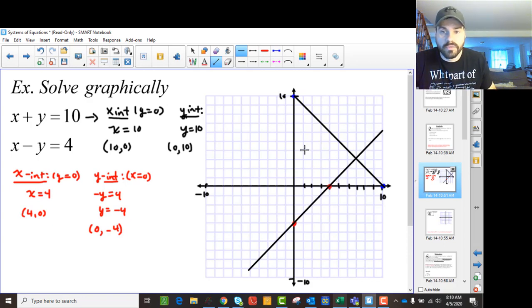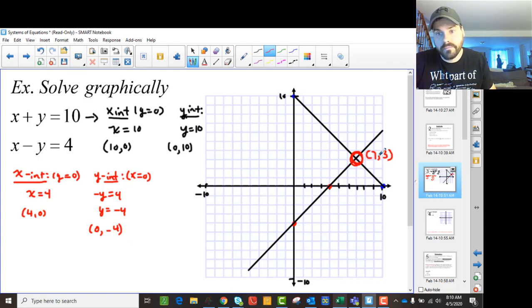Okay, and then I'm going to notice that there's my intersection point right there. That's my point of intersection. So I just read what that is off the graph. So 1, 2, 3, 4, 5, 6, 7, and 1, 2, 3. That's the point (7, 3). So that's my solution. So my answer is x equals 7 and y equals 3.